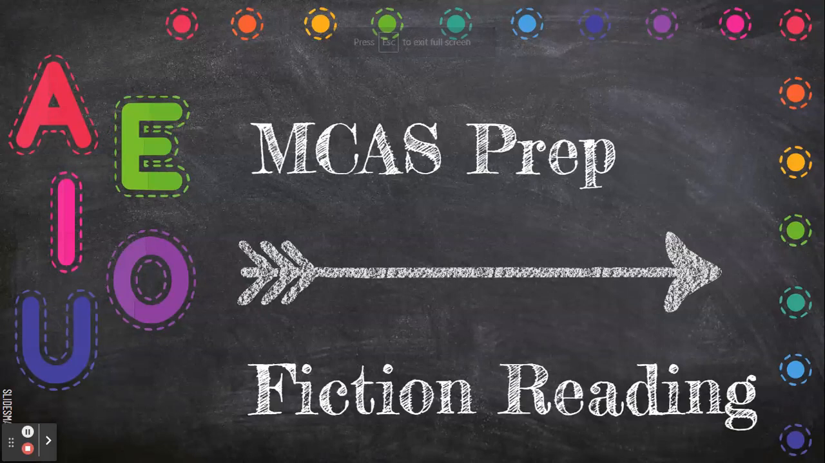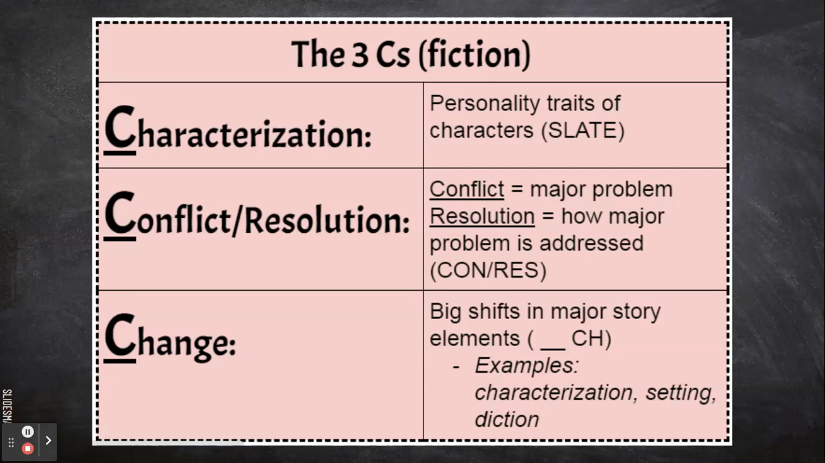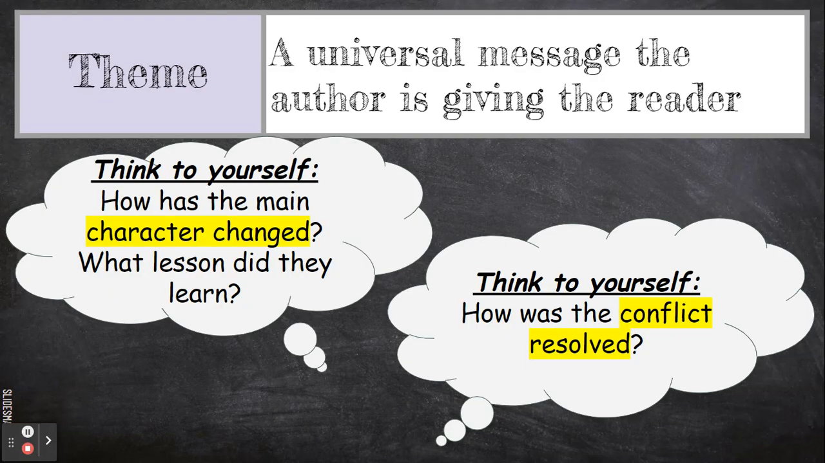Let's prepare for the MCAS by reviewing some reading strategies, starting with fiction. To find the theme in fiction reads, we read for the 3 C's, paying attention to characterization, conflict and resolution, and change. The theme is a universal message the author is trying to give the reader. There's a couple pathways to finding theme.